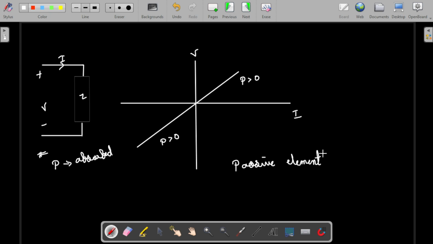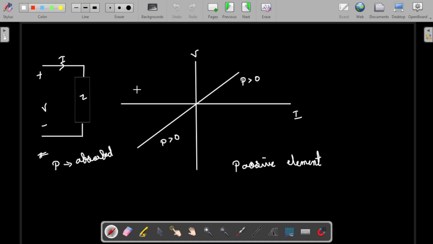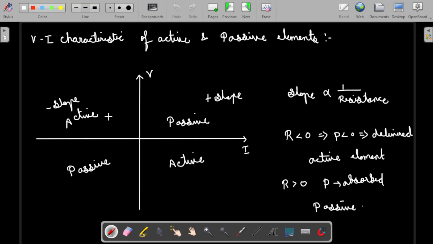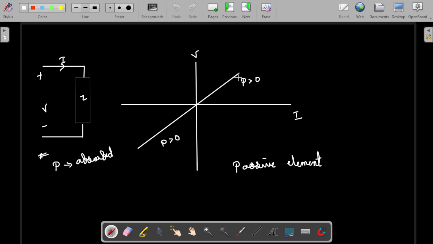Even if you didn't know this analogy, from the graph also we can state it. This is the first quadrant, this is the second quadrant, third quadrant, fourth quadrant, right? If the VI characteristic is lying in the 1st and 3rd quadrants, then we can clearly state that it will be a passive element. Here the VI characteristic lies only in the 1st and 3rd quadrants, so it is a passive element. If current enters the positive terminal, we can also use the slope criteria.